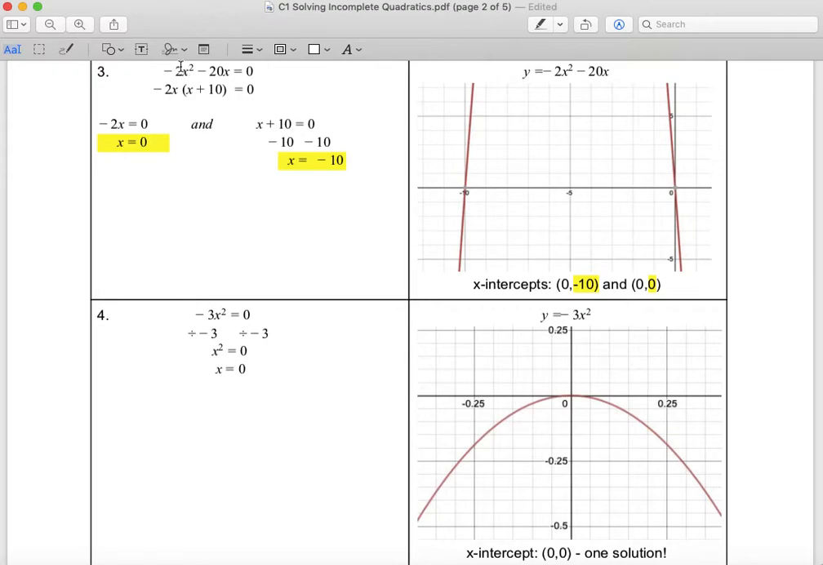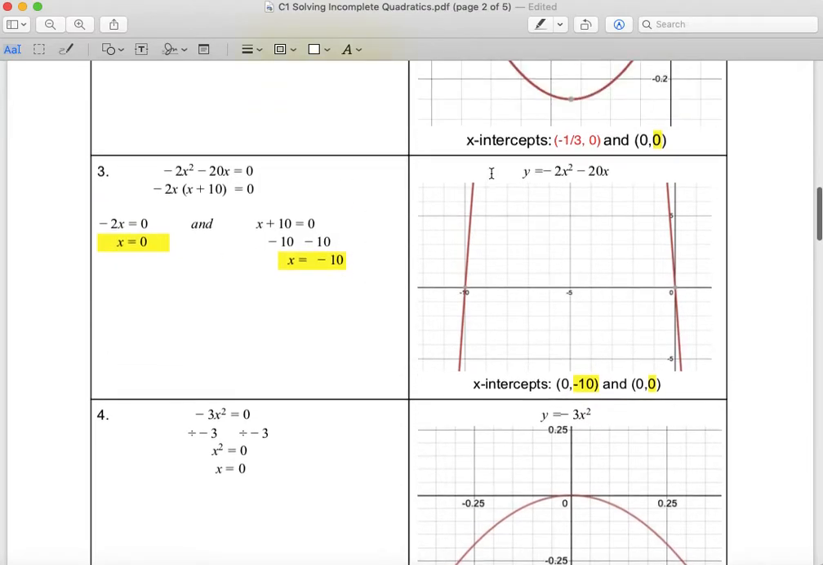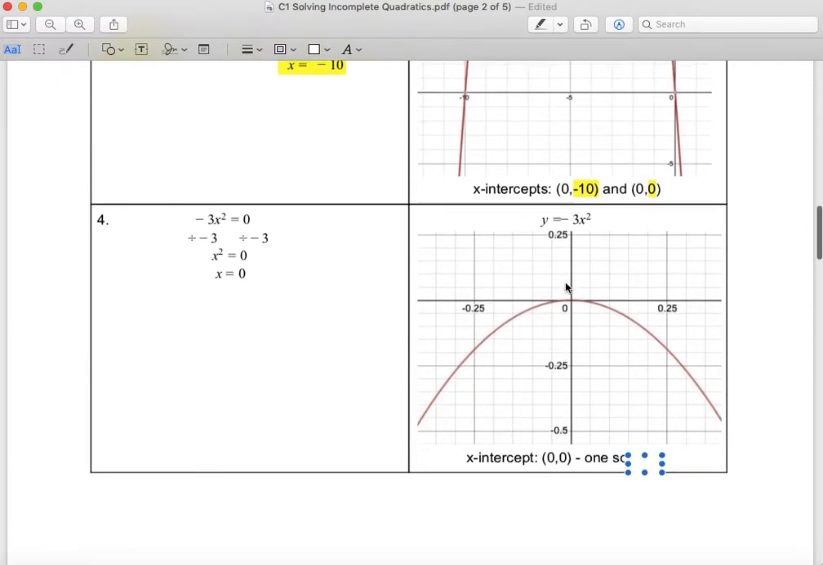Dividing -2x squared by -2x: -2 divided by -2 gives me just a single 1, and then x squared divided by x just gives me x, so 1x. And then we've got -20x divided by -2x, and that is -20 divided by -2 gives me 10. X divided by x is just 1. Set each of these equal to 0 and solve for x, and we end up with a solution of x equals 0 and x equals -10. You graph that and you get 0 and -10 as our solutions to our quadratic.